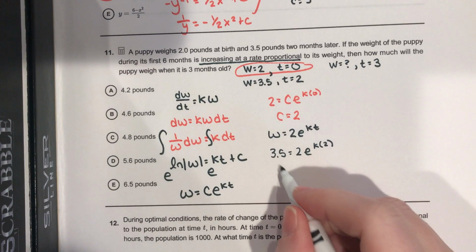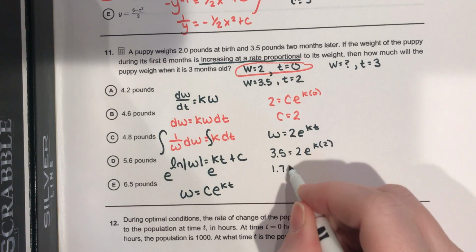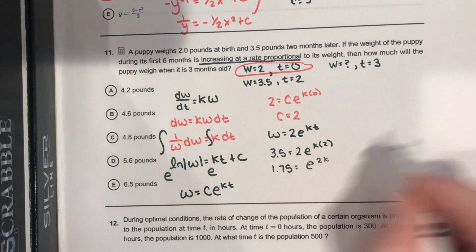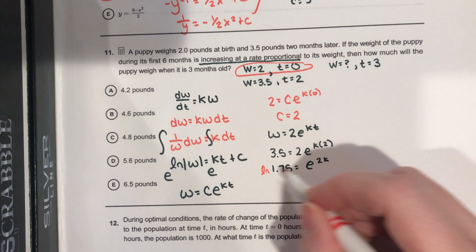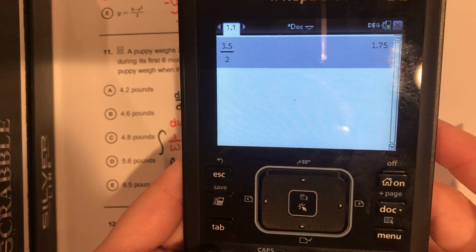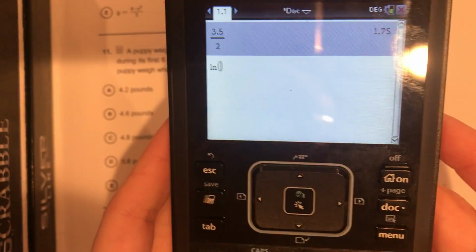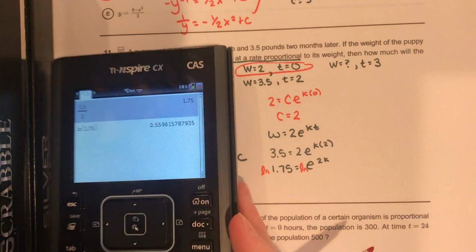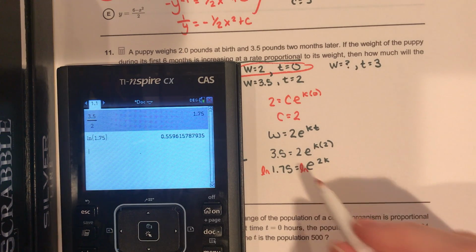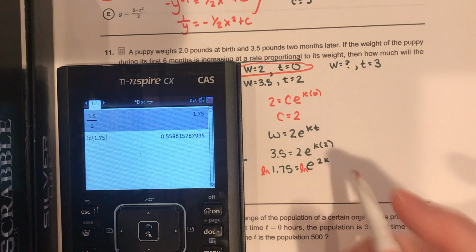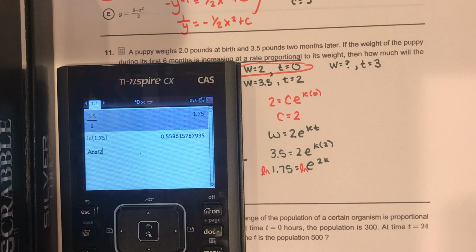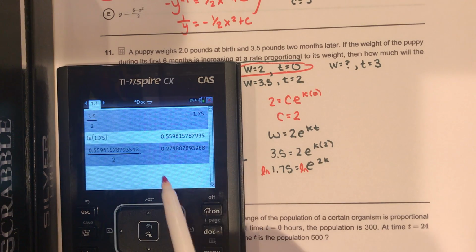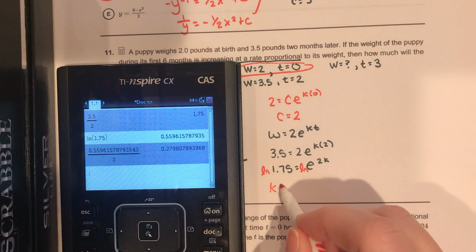Okay, so first I'm going to divide by 2. I know that's 1.75. Then I'm going to do ln to both sides. So on my calculator, I'm going to do the ln of 1.75. So I get a decimal, and I'm going to hold on to that for a minute here. I'm just going to set it down. Okay, but that's equal to 2k. So now I'm going to divide that by 2, which gives me 0.2798. So that's what k is.